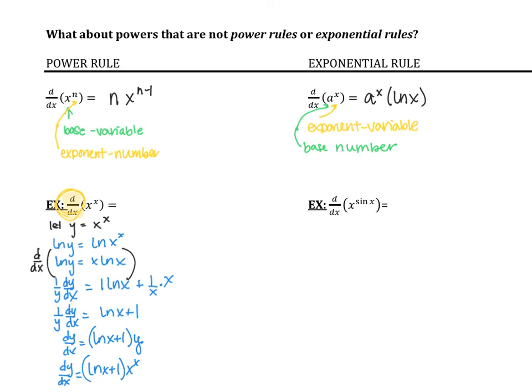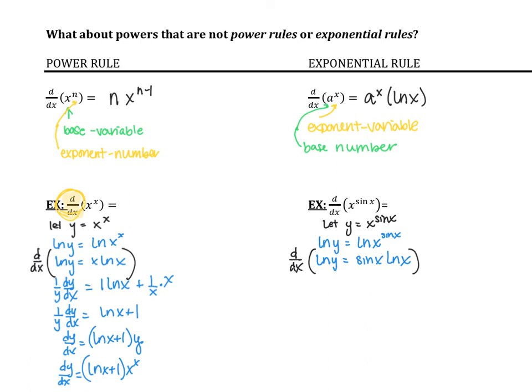Okay, hopefully you had a chance to think through this. I'm going to let y equal x raised to the sine of x. Then I'm going to take the natural log of both sides to bring my exponent back down. So I've got the natural log of y equals the sine of x times the natural log of x. Now I'm going to take the derivative with respect to x. That's the key.